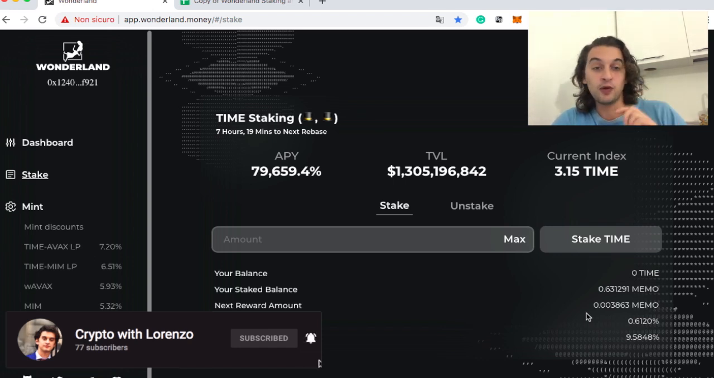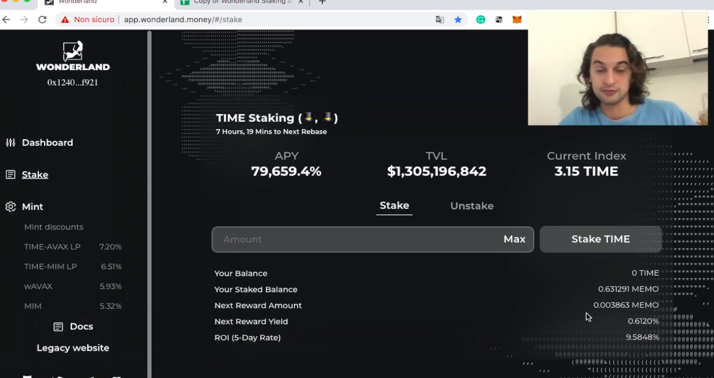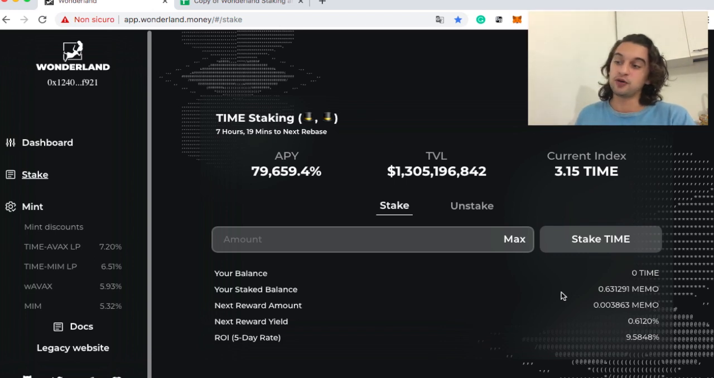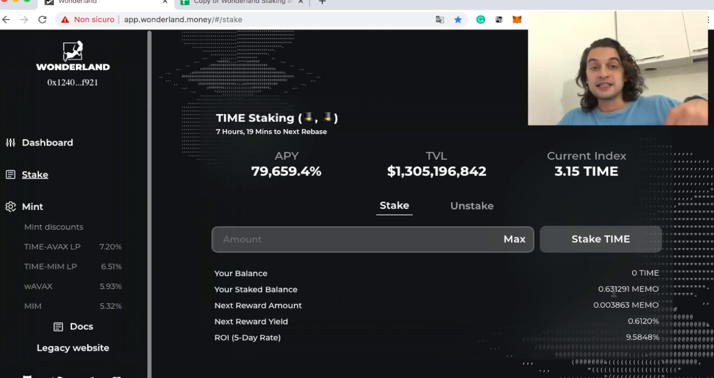MIMO is a one-to-one currency with Time. So let's say now I have 0.631 staked, as you can see here. In the next 7 hours 19 minutes, so every 8 hours, it just turned at 3 p.m. European time, I will get 0.61% of 0.63 MIMO. But this is now.